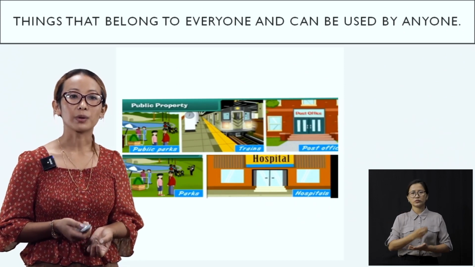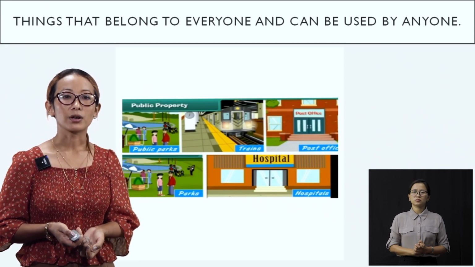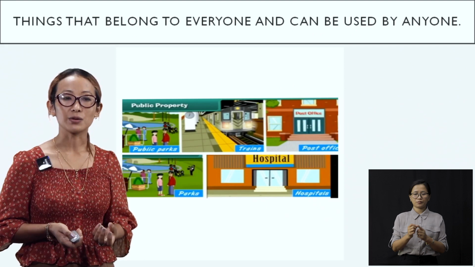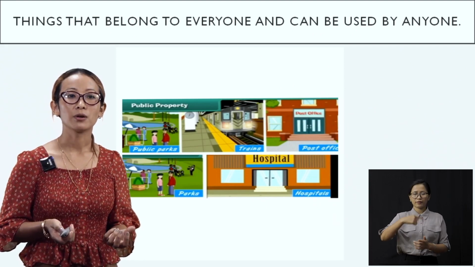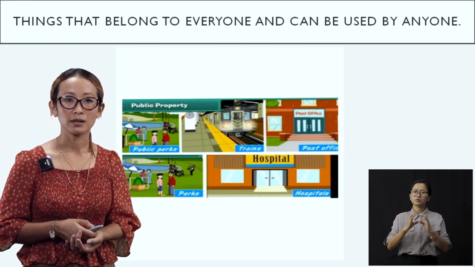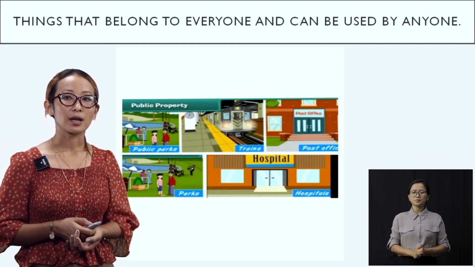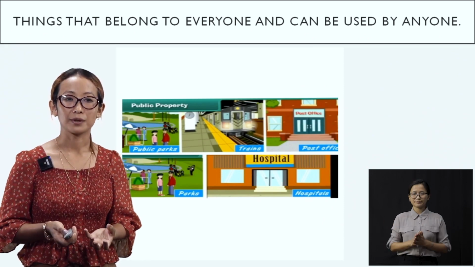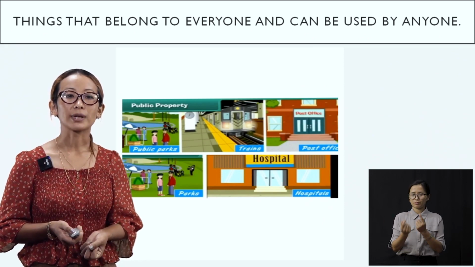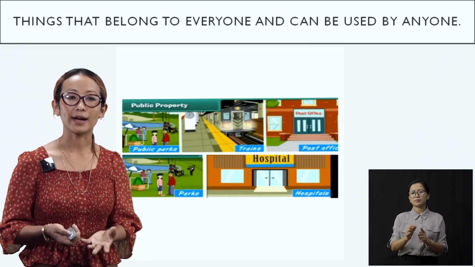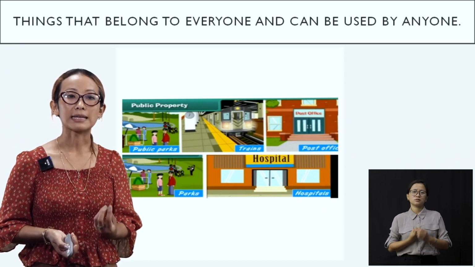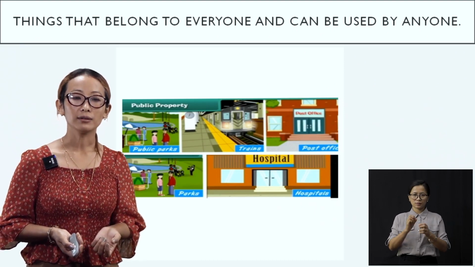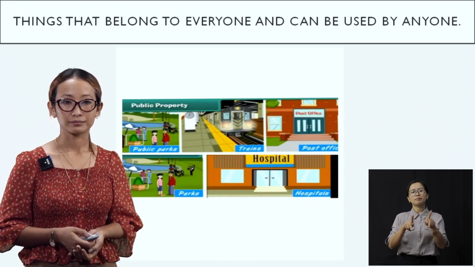Yes or no? So it belongs to everyone. The hospital or community hall is also a public property because it is used by everyone for the people living in that community. And next one is a park. A park is a public property because it does not belong to a single person, but everyone can go to the park and have fun and enjoy there. So a park can be classified as a public property.